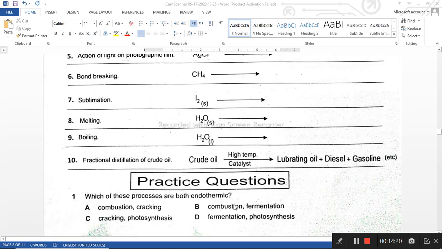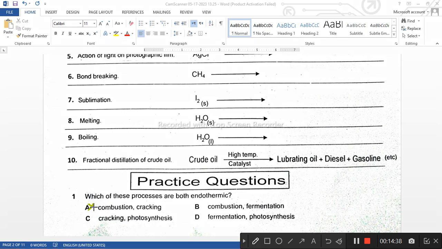Which of these processes are both endothermic? Combustion cannot be endothermic because heat is released in combustion, and reactions in which heat is released are known as exothermic reactions. So this option and this option are wrong. Fermentation is exothermic while photosynthesis is endothermic. So option C is the correct one.